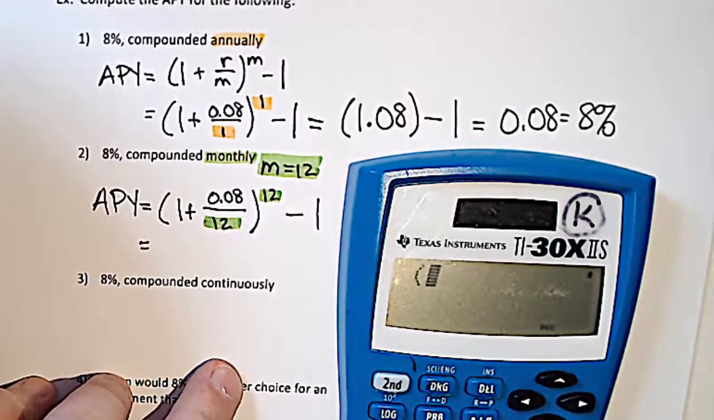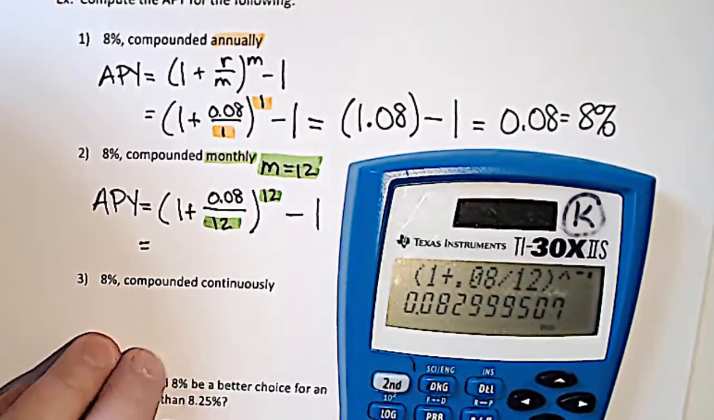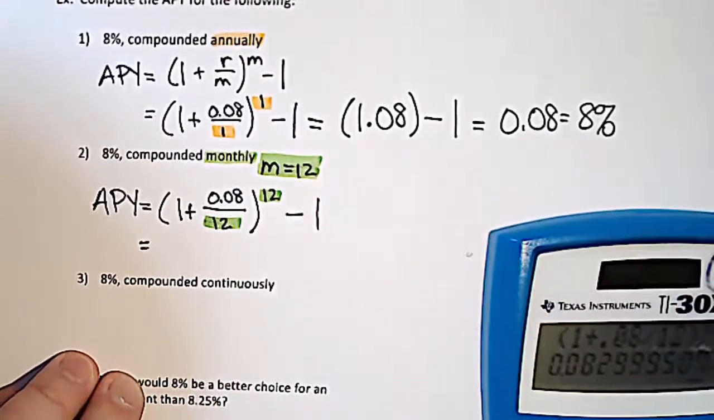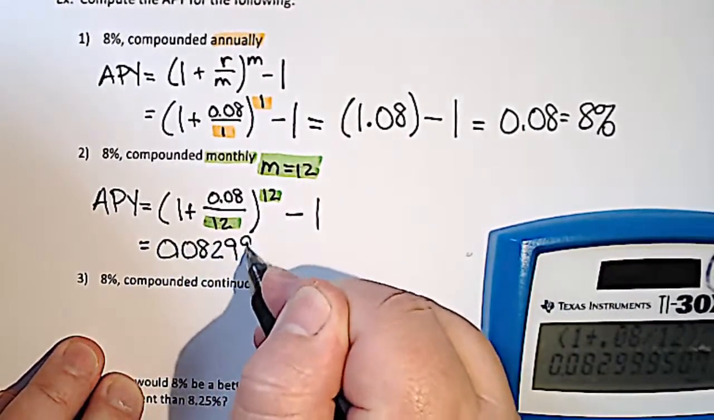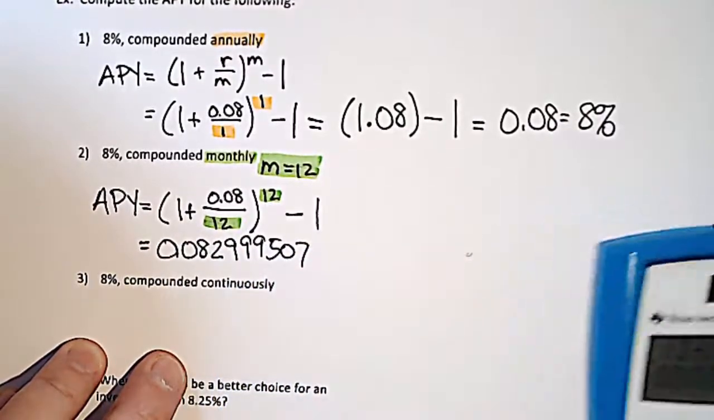Okay, open parentheses. 1 plus 0.08 divided by 12, close parentheses, raised to the power 12, and then subtract 1. And we get, I'm going to have to turn this so I can actually see it. You guys can see it. The funny thing is I can't. I'm going to move this a little off to the side. 0.082999507.